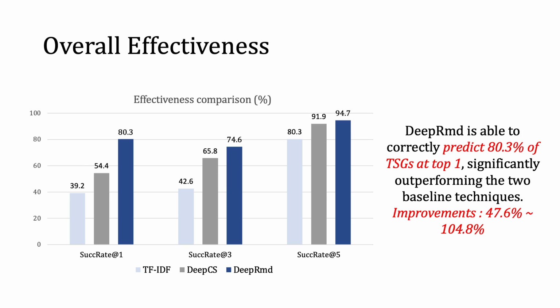This figure shows the experimental results for different approaches. Our approach is able to correctly predict more than 80% of TSGs at top 1, which significantly outperforms the baseline approaches. The improvements are about 47% and more than 100% respectively. The result indicates the effectiveness of our approach.